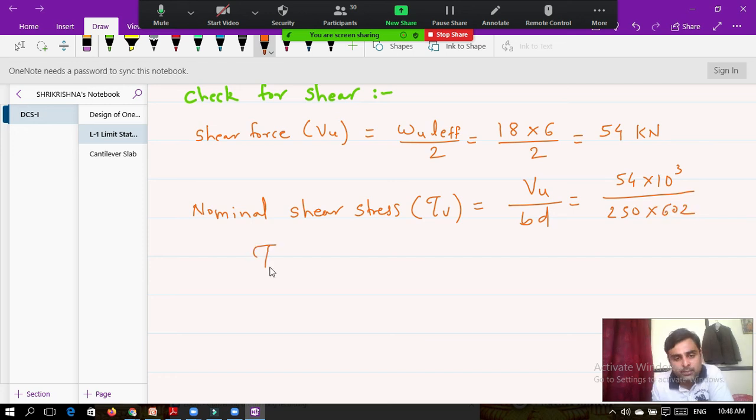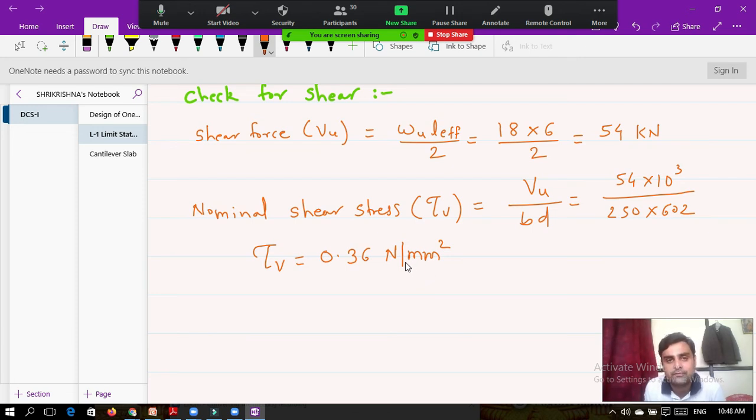So let me know the value tau v, what is the value? What is the answer? 0.36. Okay, 0.36 Newton per mm square or MPa, whatever may be the unit. So it is 0.36 Newton per mm square. I hope you know that conversion. 1 MPa is equal to 1 Newton per mm square. So if I write the unit as MPa, then it is one and the same thing.